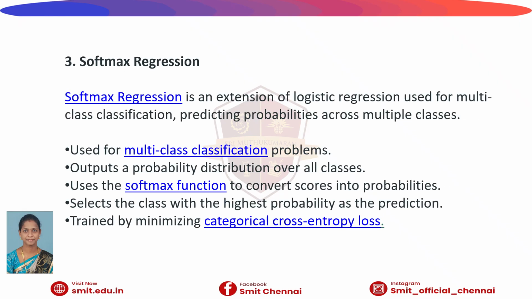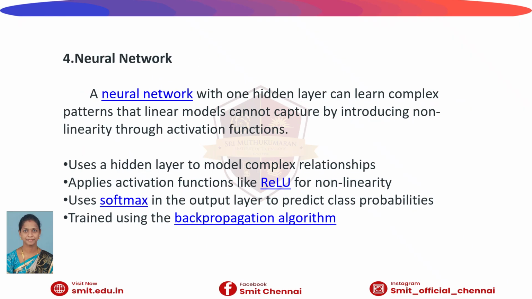Next, softmax regression. Softmax regression is an extension of logistic regression. While logistic regression handles only two classes, softmax regression can classify data into multiple classes. It produces probabilities for all classes and assigns the class with the highest probability as the final prediction.